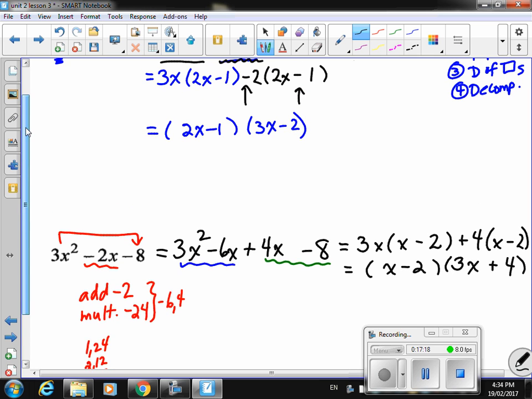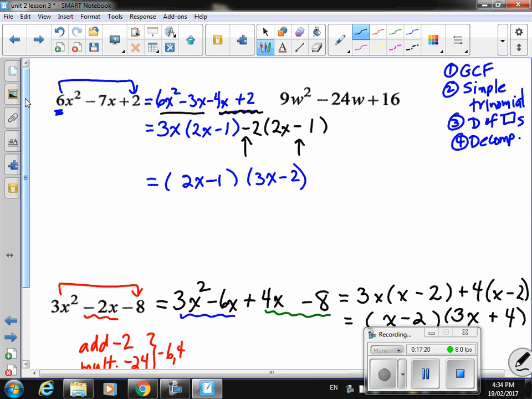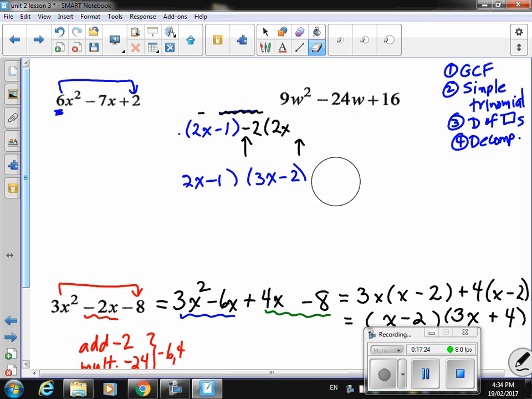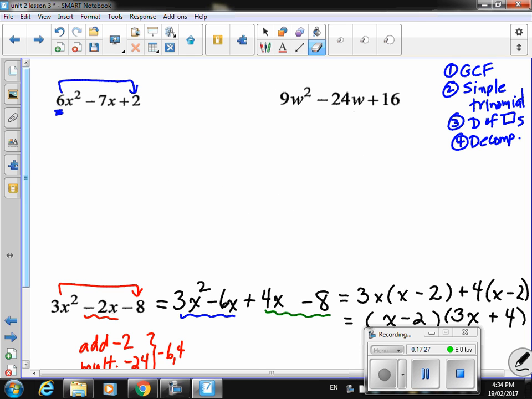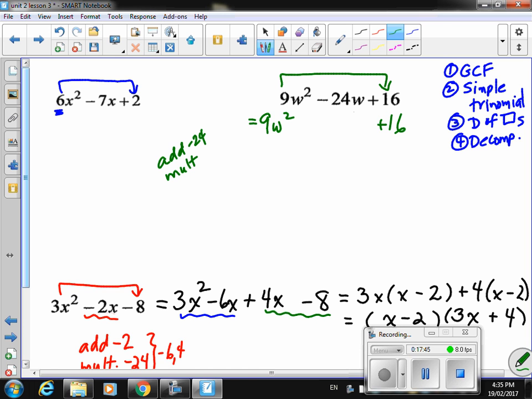There's one more at the top. I'm going to erase a bit of our work before, so I hope you have it written down. 9w squared minus 24w plus 16. I am going to decompose the middle term such that my two terms add to -24 and multiply to whatever 9 times 16 is.